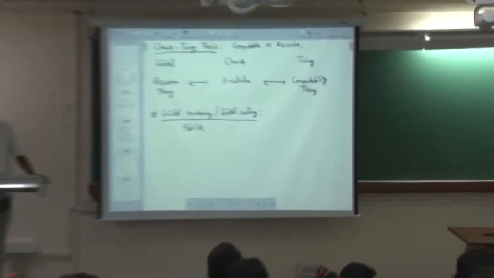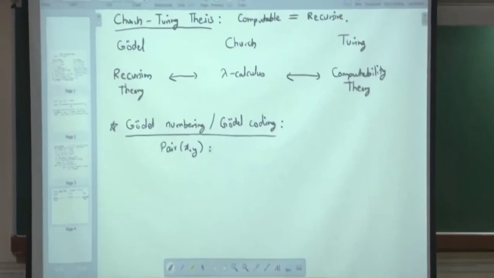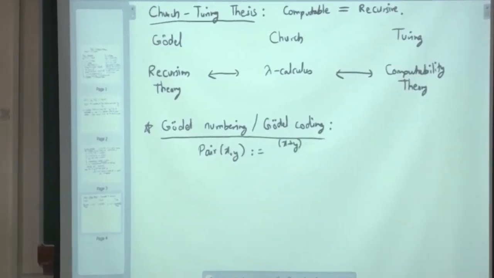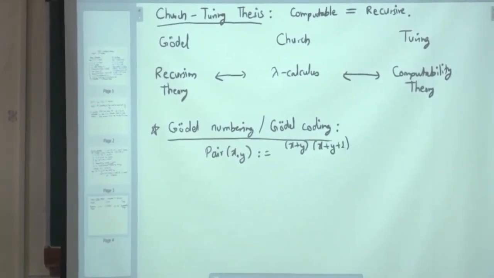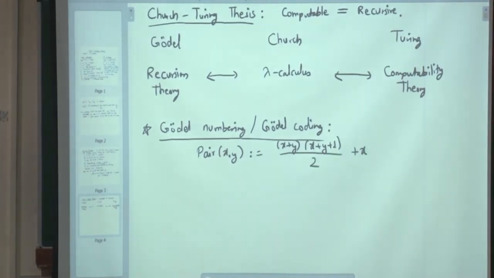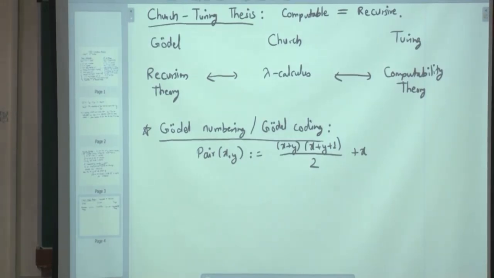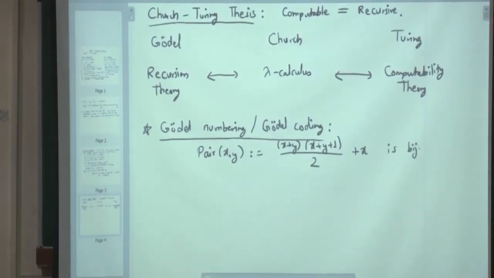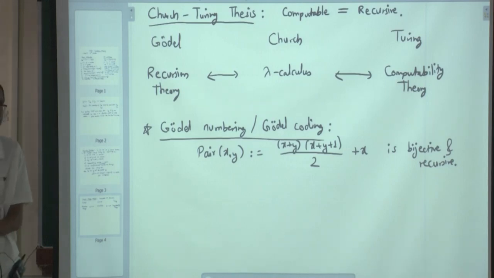So what Gödel did was, he used a very simple pairing function. The pair of x, y is defined to be (x plus y) times (x plus y plus 1) divided by 2, plus x. This pairing function is bijective from N square to N obviously, and recursive. This is the particular function that he used.